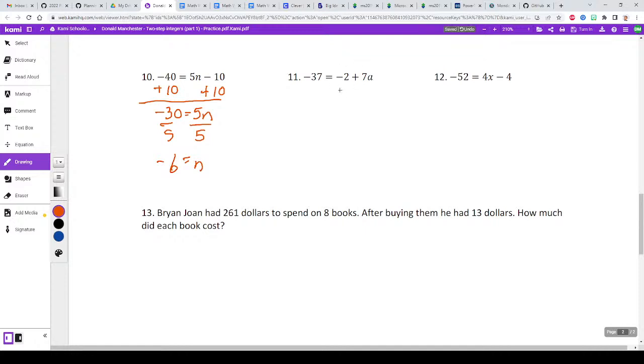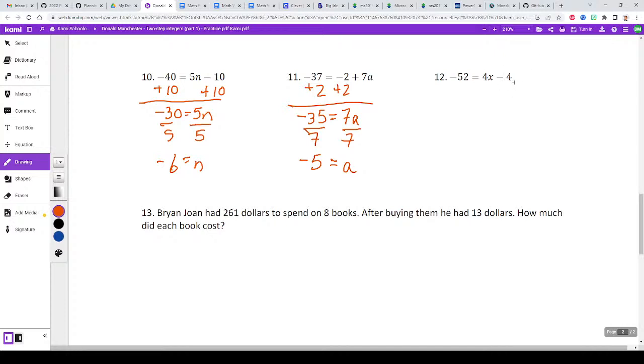Our constant is negative 2. The opposite of a negative 2 is a positive 2, so we add positive 2 to both sides. That gives us negative 37 plus 2, which is negative 35. We divide both sides by 7. Dividing a negative by a positive gives us a negative. Dividing 35 by 7 gives us negative 5.